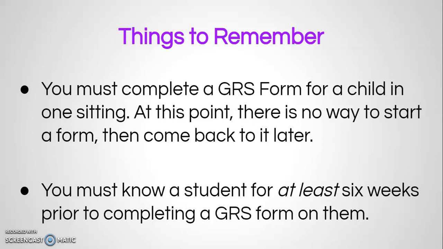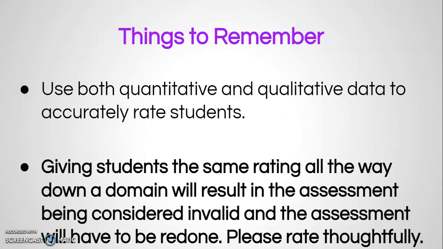If you've known a student for less than 6 weeks, skip that student and they will be scored at a later date or even in the next grade. Make sure you let your TD teacher know those individual cases. If you score a student the same rating over and over or all the way down for one category, the results will be deemed invalid. Please read each individual indicator and rate thoughtfully.